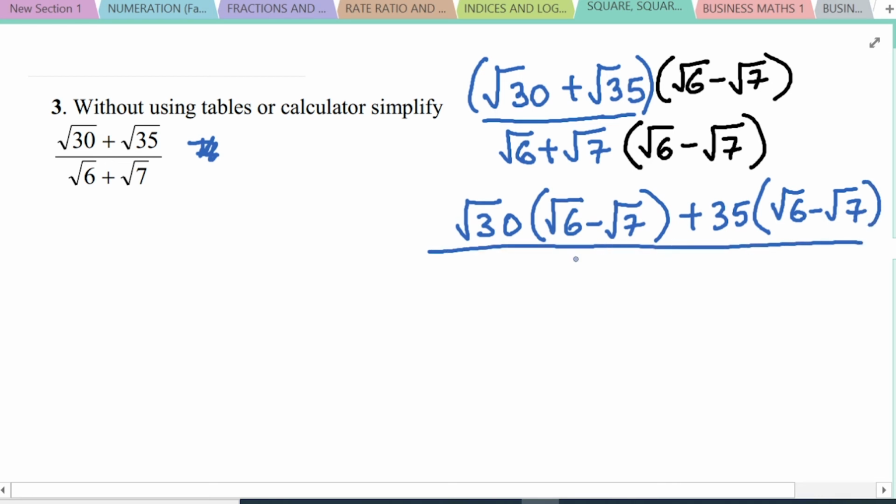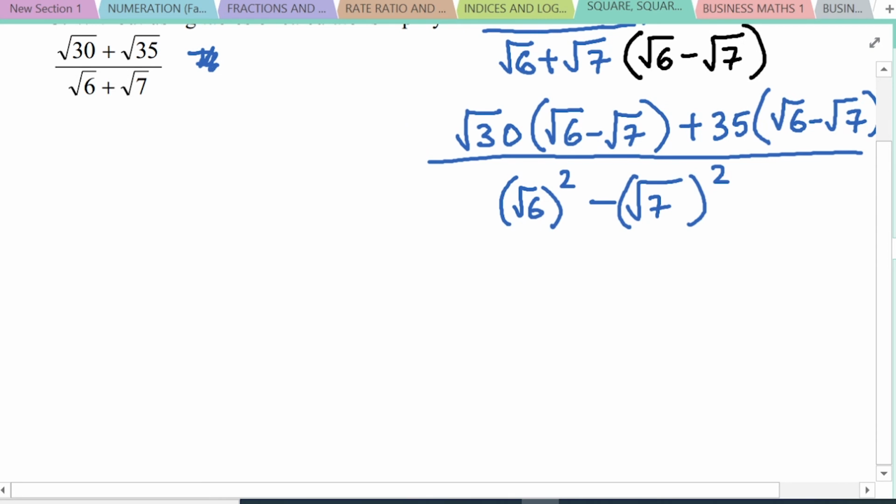Divide all this by the things at the bottom. Like I said, this will end up being root of 6 squared minus root of 7 squared. It's coming from the identity that I explained earlier. So from there, we'll go ahead and multiply 30 times 6. What do we have? 30 times 6. We get the square root of 180. So on top we have root 180.